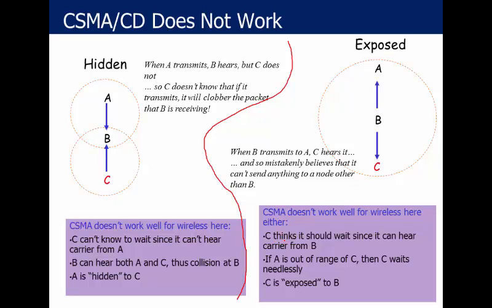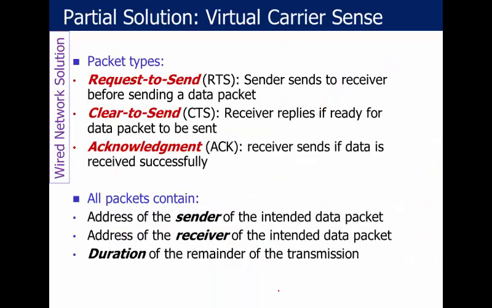C here thinks it should wait since it can hear the carrier from B. If A is out of range of C, then C waits needlessly, and C is exposed to B. Somehow we need to have this kind of protocol. How can we control that? To do that, we have these solutions: RTS, CTS, and ACK.